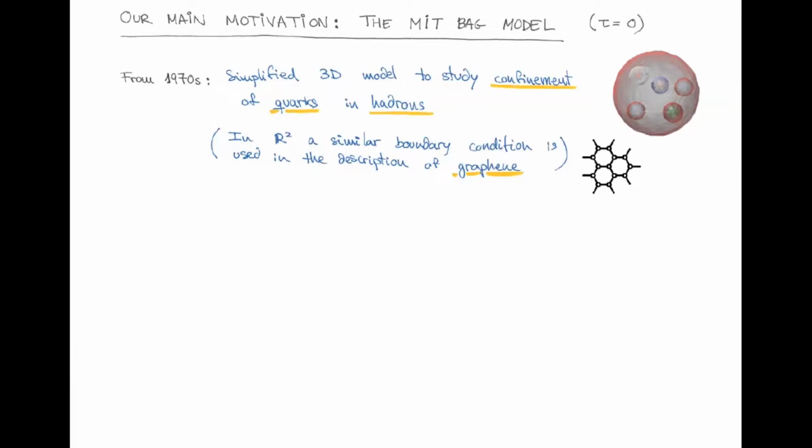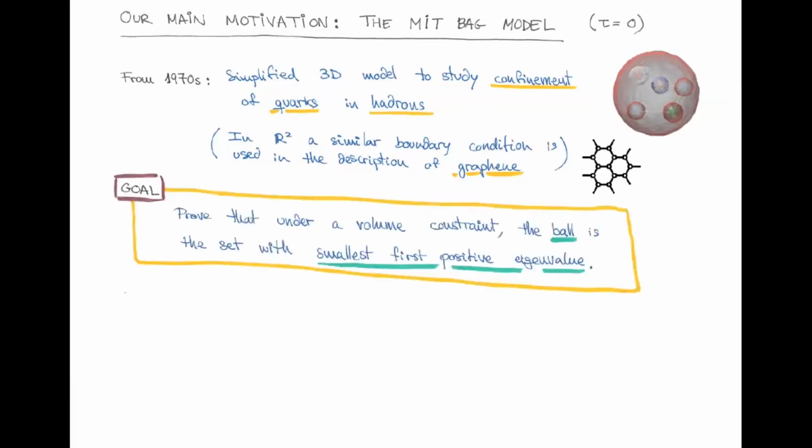And the question for the MIT bag model is the one that I told you before: which is the optimal shape? Meaning that if I consider this eigenvalue problem for tau equal to 0, and I consider the first positive eigenvalue, because remember that here I have positive and negative eigenvalues, which is the domain, among all of the domains that have the same measure, that has the smallest first positive eigenvalue? This is the problem that we eventually want to solve.